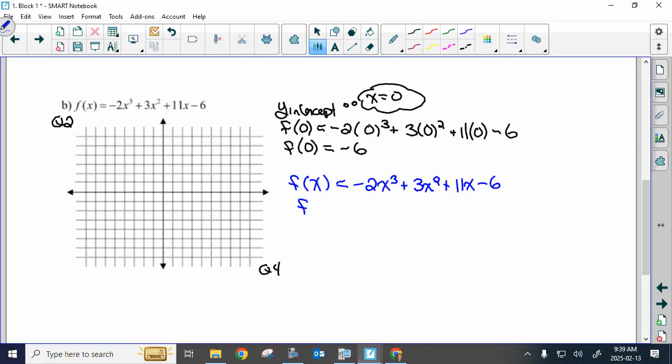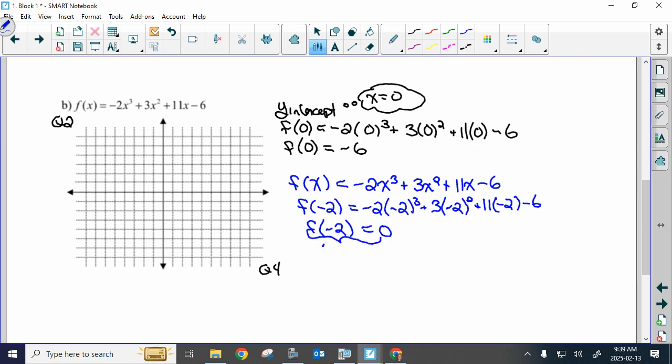So when I put f of -2 in, when I put that f of -2 in, you do get 0. What does that tell you? This is an x-intercept. And the factor associated with that x-intercept is x plus 2.